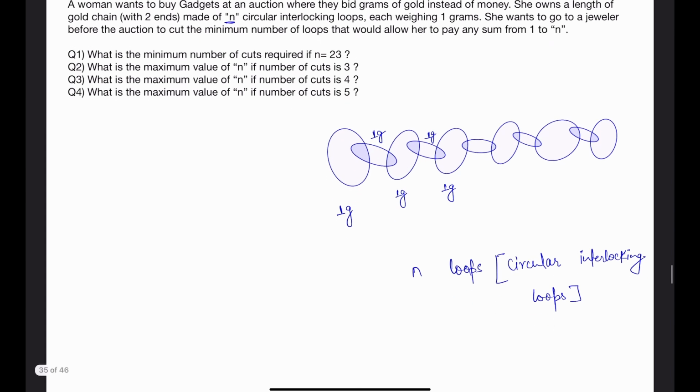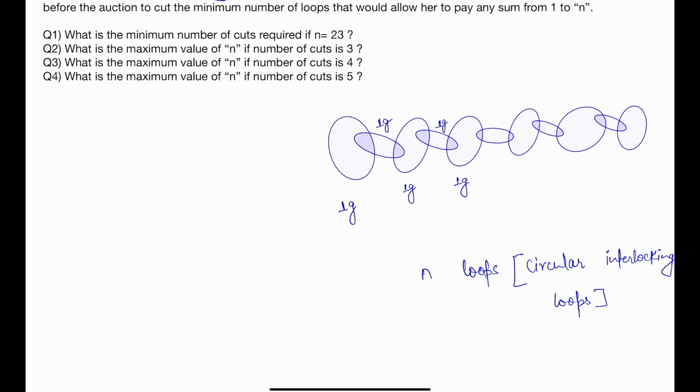Let's drop down to the first question. What is the minimum number of cuts required if n is 23? So if n is 23, what is the minimum number of cuts she needs to make? Right, this is the question.